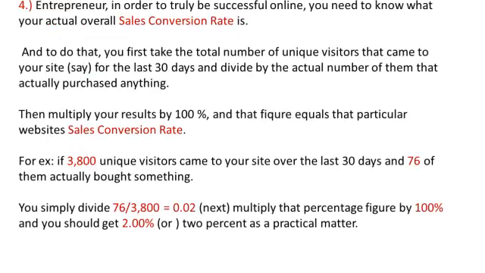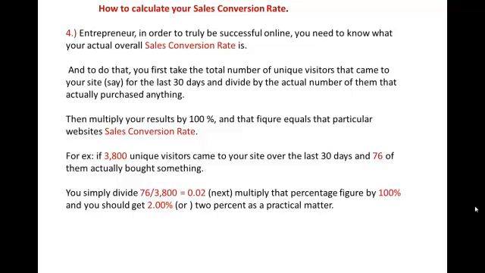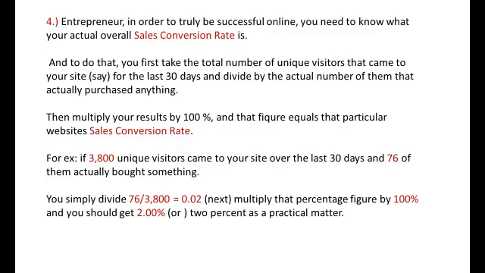Now let's talk about something that's real important that you'll definitely want to know about. That's your sales conversion rate. This is where we're getting down to how many people actually ended up buying something, because that's what it's all about, on or offline. Did you make any money? Now here's the way you calculate that. What you do is you take the total number of unique visitors that came to your site in the last 30 days. And let's say 76 of those 3,800 actually spent money.